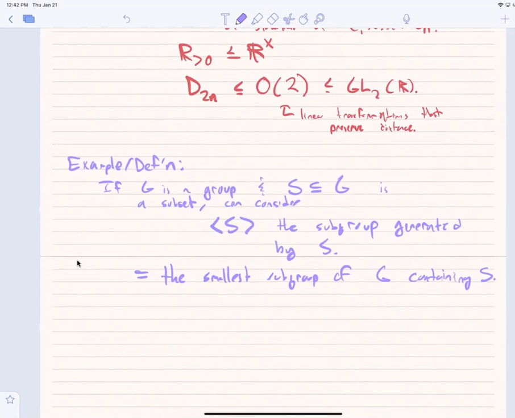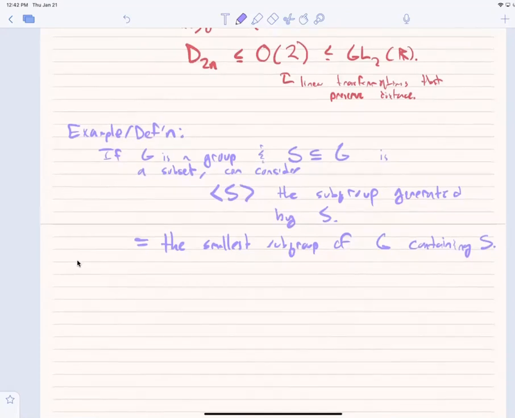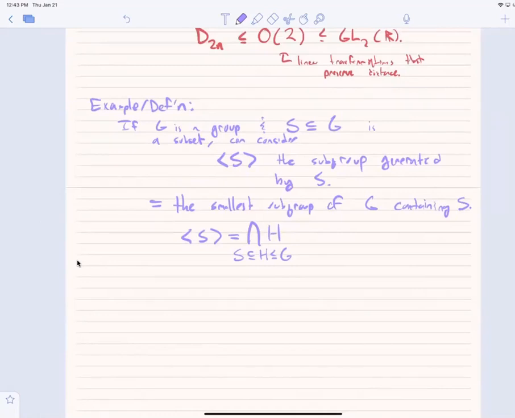Let me give you a way to describe this without introducing a new technology, or having to make sense of these word problem issues. You can just write the subgroup generated by S is equal to the intersection of all subgroups containing S inside of G. So instead of trying to construct it from the bottom up, you can just cut it down from the top down.